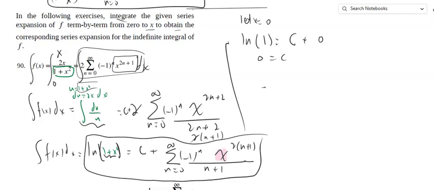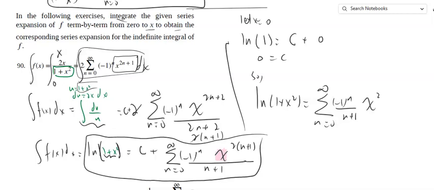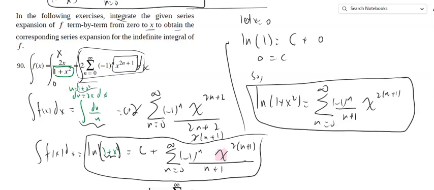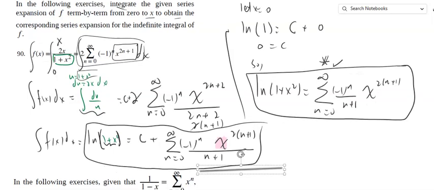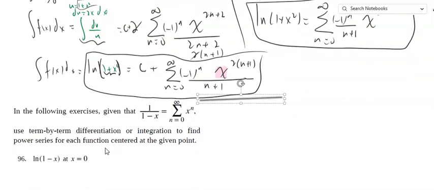So we know that natural log of 1 plus x squared equals the series n equals 0 to infinity, negative 1 to the n over n plus 1, x to the 2 times n plus 1, or x to the 2n plus 2. It makes no difference. And there it is. That is my power series for natural log of 1 plus x squared. Notice that I just found a power series for something that doesn't look like 1 over 1 plus x squared.